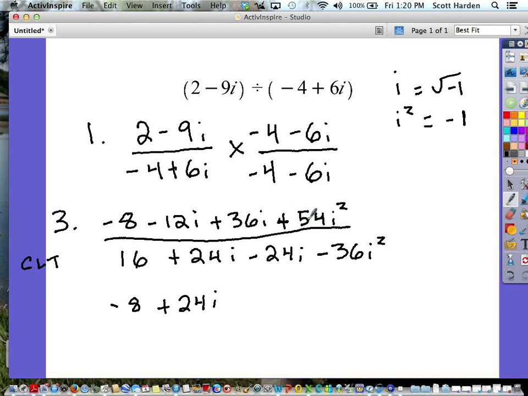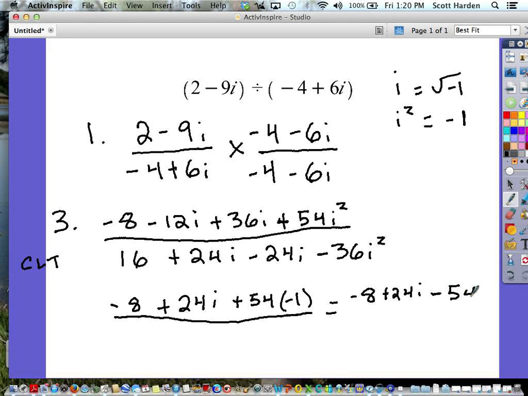Okay? And then I've got this 54. I got a positive 54i squared. I'm going to substitute in a negative 1 for my i squared right here. So I'm going to go plus 54 times negative 1. That's going to end up giving me negative 8 plus 24i minus 54, because remember, 54, you have to multiply it by negative 1. That's how I got this minus 54.